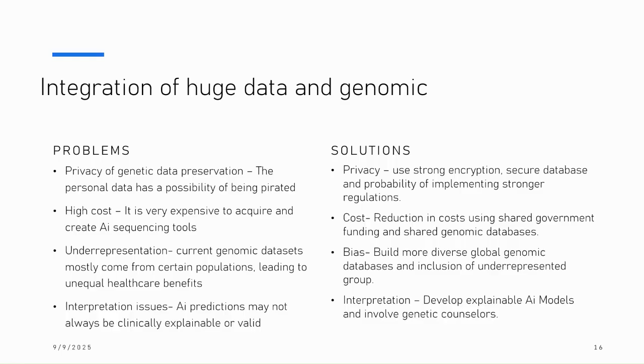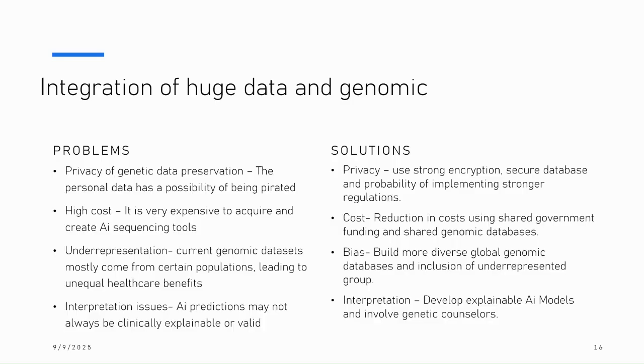A person's genetic code is the ultimate personal identifier, and if leaked or misused, it could lead to serious consequences such as genetic discrimination, or misuse of the said information to target others. Second, the cost of sequencing DNA and building AI models around it is still very high and expensive, which makes it difficult for many healthcare professionals in hospitals or countries to adopt.